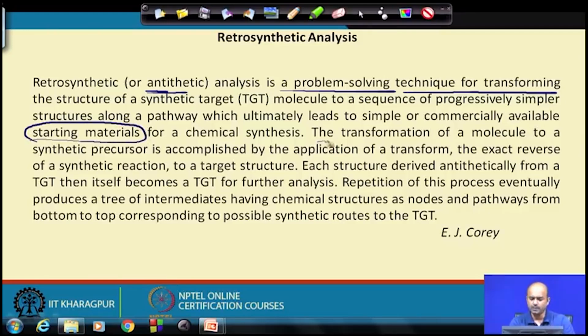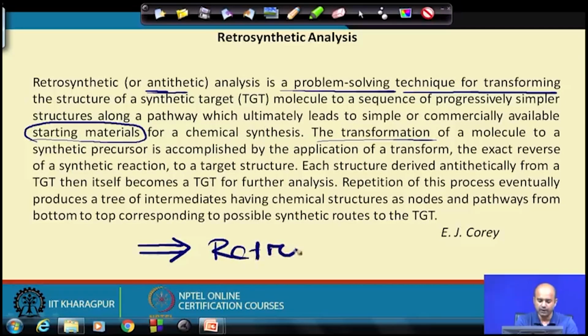The transformation of a molecule to a synthetic precursor is accomplished by the application of a transform. As I said, a transform is basically a sequence of reactions. Now, as we used a reverse arrow, this arrow is often termed the retrosynthetic arrow, or retro arrow, which is just opposite to the forward arrow.